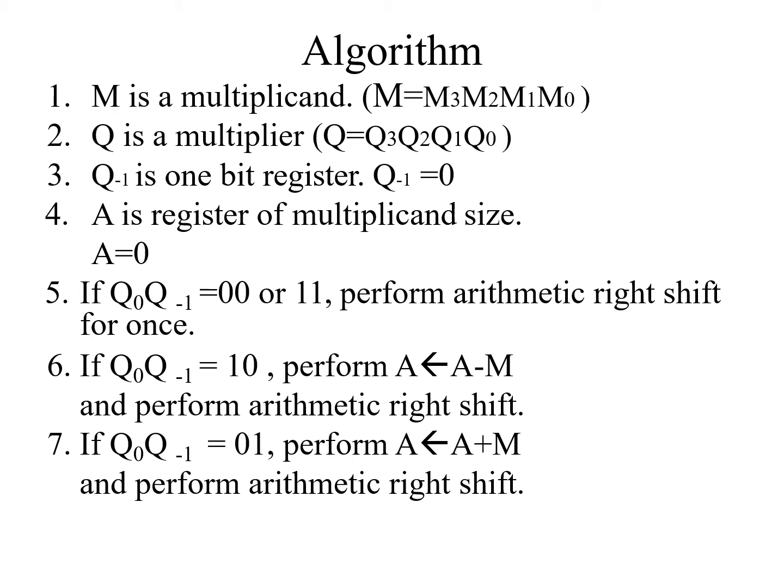If Q0 and Q minus 1 are both equal, that is 0, 0 or 1, 1, we simply perform an arithmetic right shift operation once. If it is 1, 0, then the multiplicand gets subtracted from A in order to update A, and arithmetic right shifting is performed once. If it is 0, 1, then the multiplicand gets added to A and this result gets stored back in the A register, and later on arithmetic right shifting is performed.